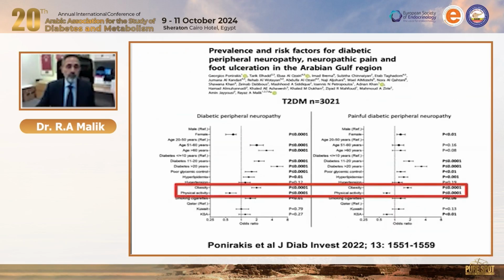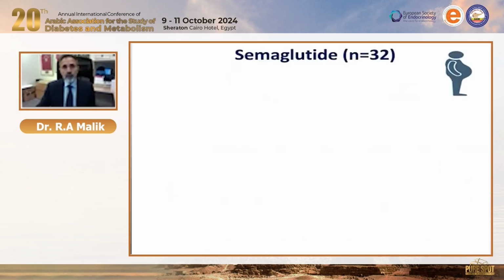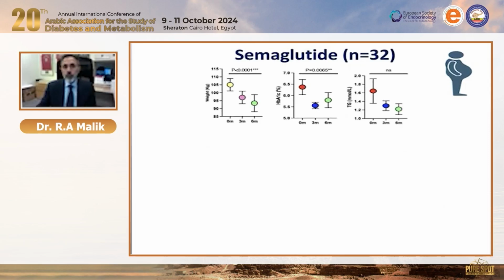We then, if we move to obesity, obesity is a risk factor and less physical activity is another risk factor. We now have data from patients with type 2 diabetes, again in Qatar, treated with semaglutide. What we show is, as one would expect, that there is going to be an impact on weight. So over 6 months, there was a progressive reduction in weight of just over 10 kilograms. HbA1c improved, from a starting point of 6.5% down to 5.5%, and triglycerides also improved.